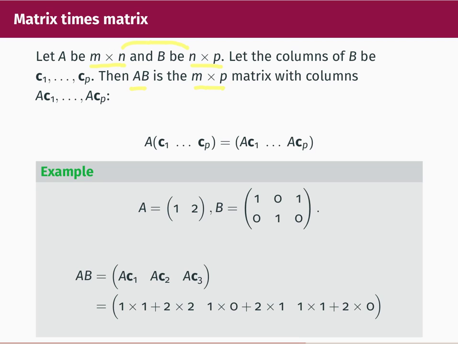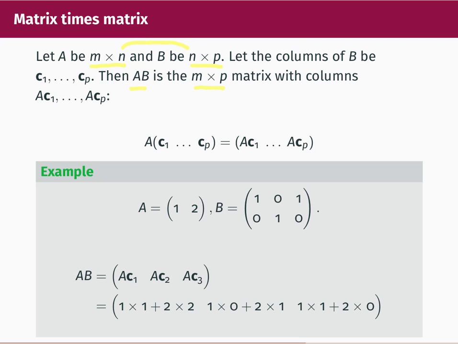And those products, A times C1, A times C2, and so on, are the products we introduced on the previous slide. And they make sense because A is m by n, and each of these columns, C1 up to CP, is an n by 1 column vector. So the number of columns in A matches the number of rows in those column vectors, and therefore we can multiply them in the way that we introduced on the last slide.